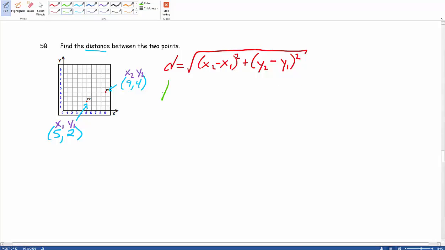Going ahead and throwing in our values, we end up with d is equal to the square root of our x2, here it is, 9, minus our x1, here it is, that 5, and that is being squared, plus our y2, here it is, that 4, minus our y1, here it is 2, and again that is being squared.